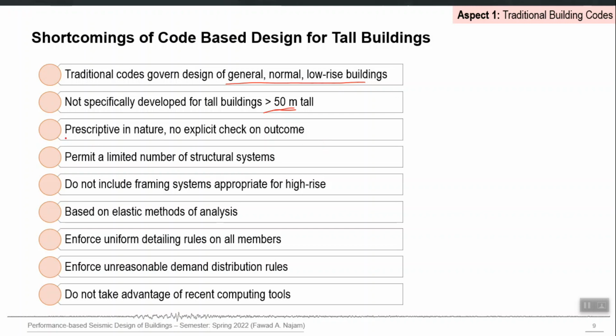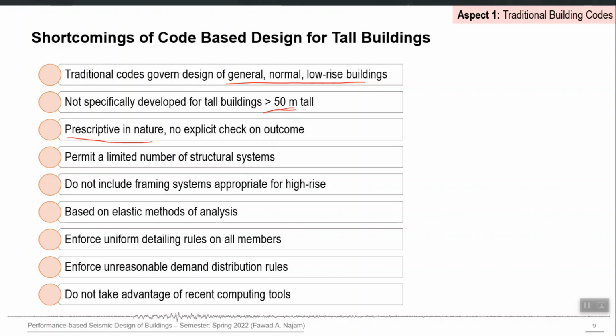Most importantly, they are all prescriptive in nature. As I started this discussion from this point, building codes are prescriptive. Just like a doctor writes a special prescription, do this, this, this, and you will be fine. Building codes are like that, right? They give you a direct solution, a direct equation, a direct limit or rule to follow, and they don't tell you what will happen if you do not do that thing. So you just have to rely on that prescription.